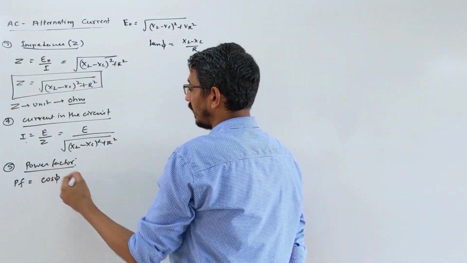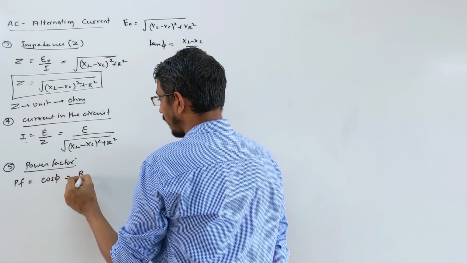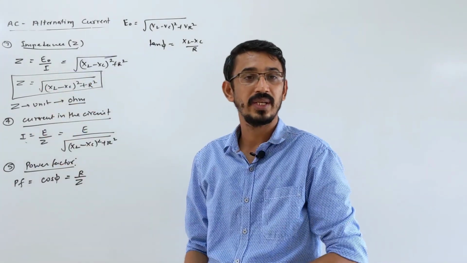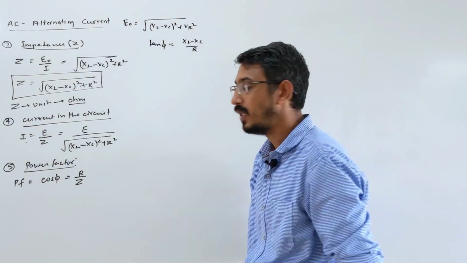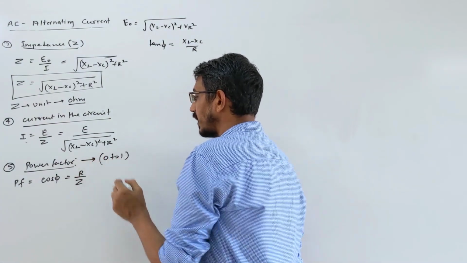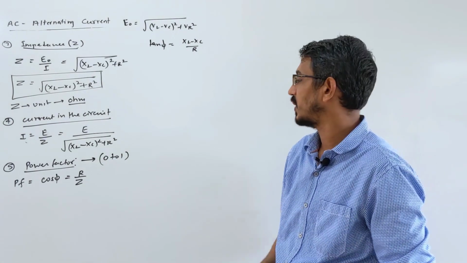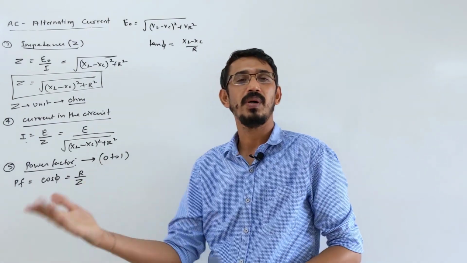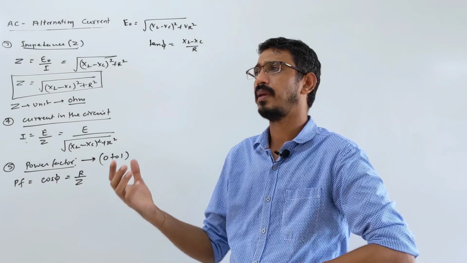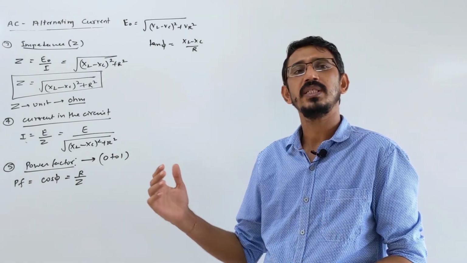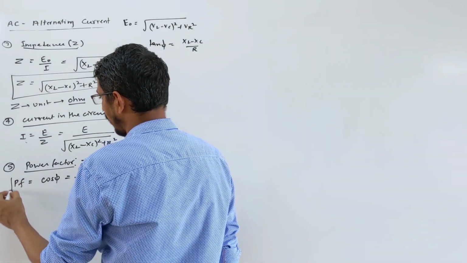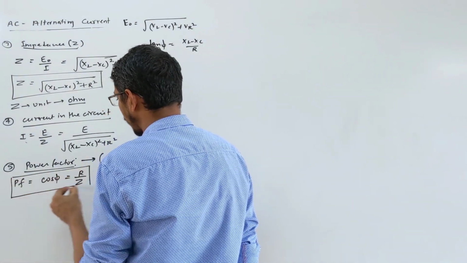Or one more way you can write is R by Z, the resistance of the circuit by the impedance of the circuit. This ratio also gives the power factor. And remember that this power factor varies from 0 to 1. The minimum value is 0, maximum is 1. 0 means there is no power loss at all in the circuit. 1 means maximum power, either you say maximum power dissipated or maximum power is transferred by the circuit. So power factor tells you how much power is consumed actually. Okay, power factor I wrote.